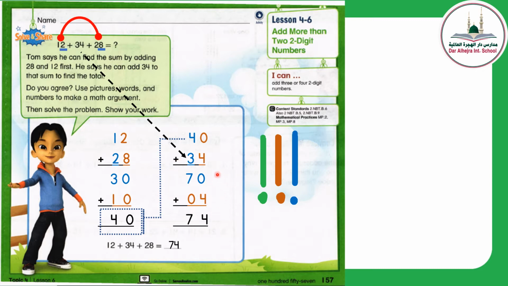Now finally I'll add these partial sums. 70 plus 4 equals 74. That means the total sum of these three two-digit numbers is 74.